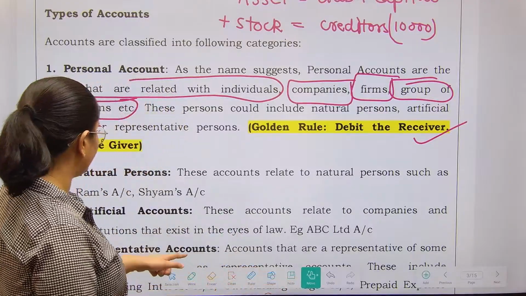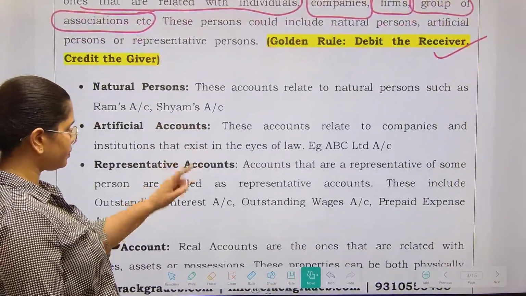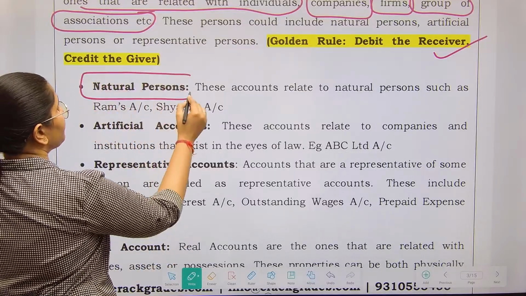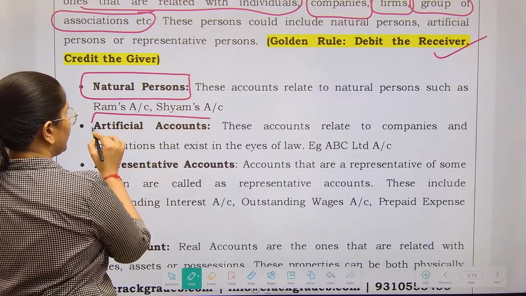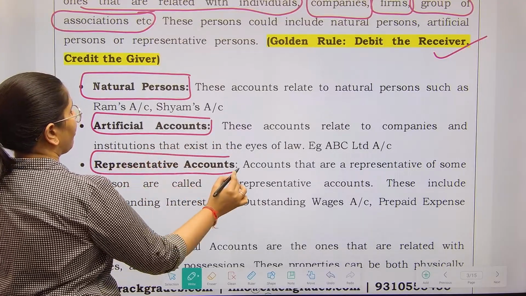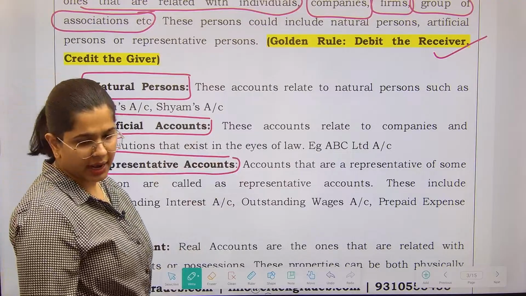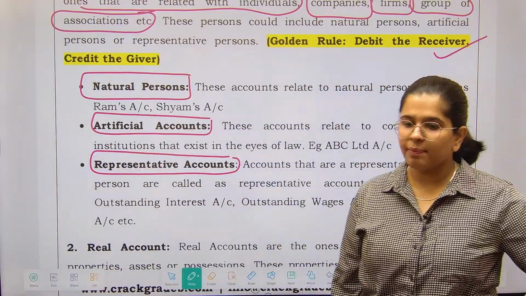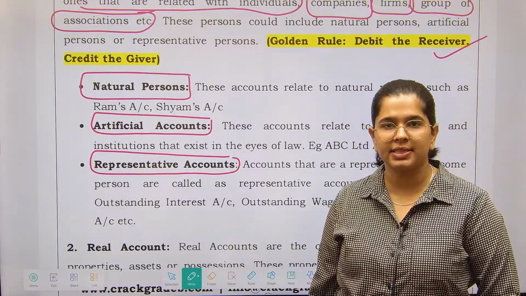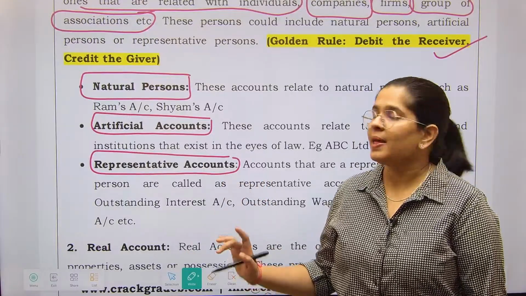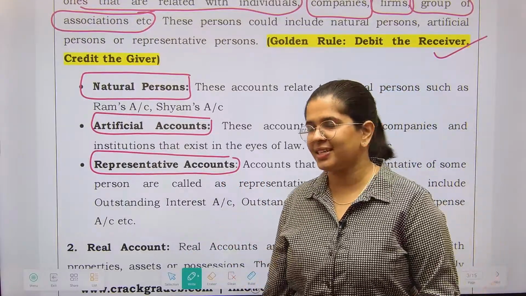अब यहाँ पे तीन टाइप्स के आपको सब बाइफिकेशंस मिल जाएंगे in the personal account. Let us see that as well. So over here we have first of all natural persons, then we have artificial accounts, and then we also have the representative account, right? So can we call them as the personal artificial, personal natural, personal representative accounts? They all are the parts of personal accounts. सबसे पहले let us see the representative accounts.